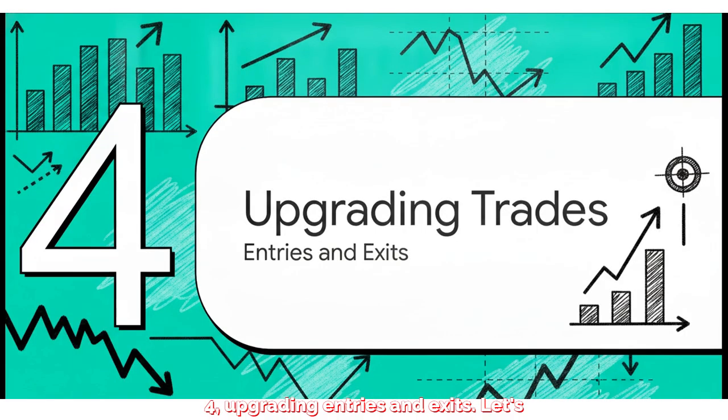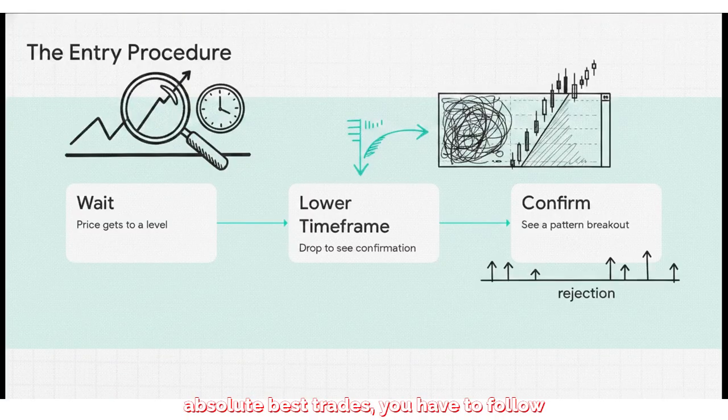Okay, Section 4, upgrading entries and exits. Let's take these perfectly drawn, rule-abiding lines and actually apply them to a live trading scenario. If you want to time the absolute best trades, you have to follow this exact 3-step sequence rather than just jumping in blindly out of FOMO. Step 1, patience. Just wait for the price to actually reach your key level. Step 2, drop down to a lower time frame so you can really zoom in on the price action. And step 3, look for clear confirmation, like a pattern breakout or a strong rejection, before you ever risk your money. Don't just assume a floor is solid just because it's there. Make the market prove it to you first.